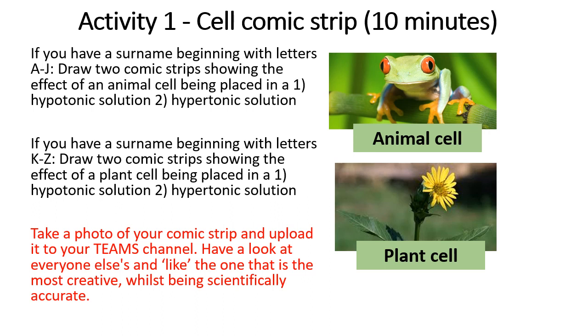Okay, so we're going to have a go at activity 1, which is to sketch a cell comic strip. If you've got a surname beginning with letters A to J, I'd like you to draw 2 comic strips showing the effect of placing an animal cell in a hypotonic solution, and then another comic strip of what's going to happen if it's placed in a hypertonic solution.